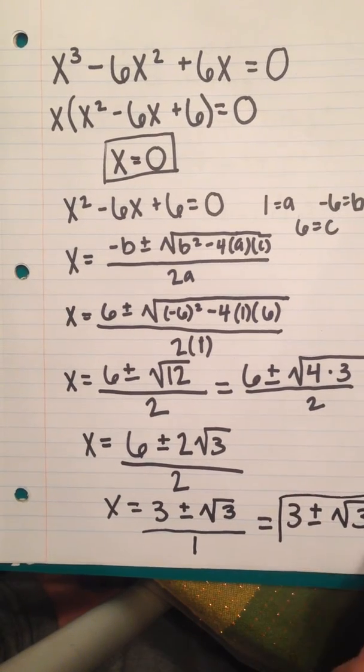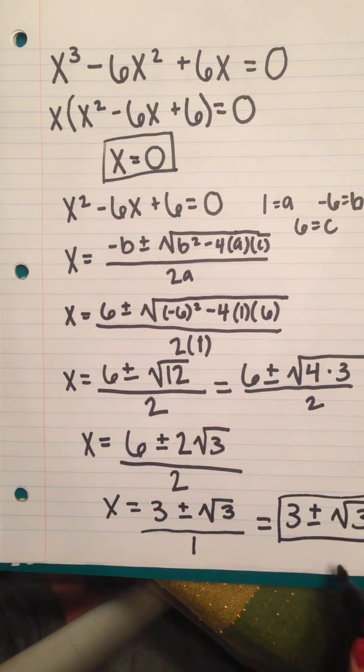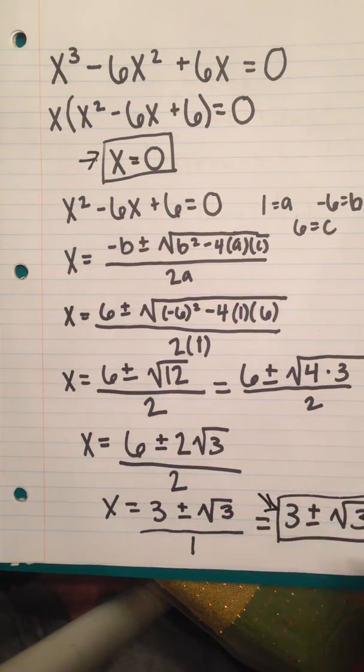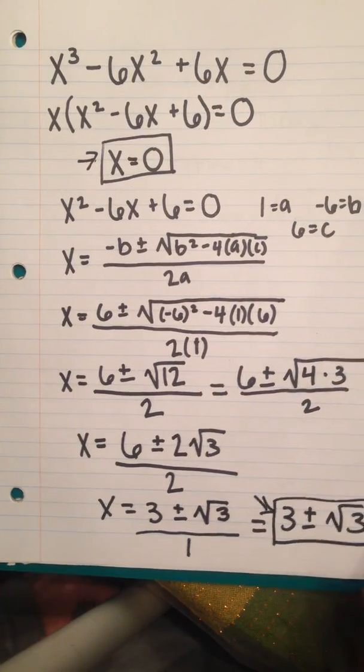And those are our second two solutions, the positive and the negative. So we have x equals 0 and x equals 3 plus or minus the square root of 3. And we're done.